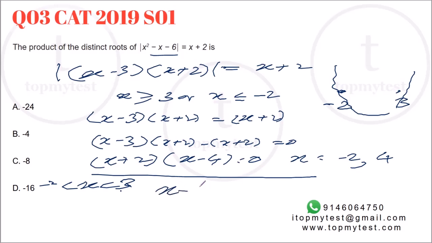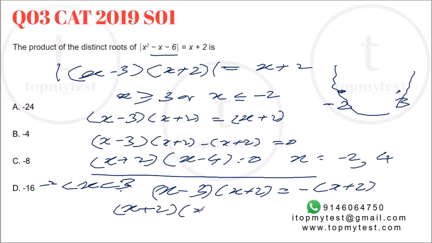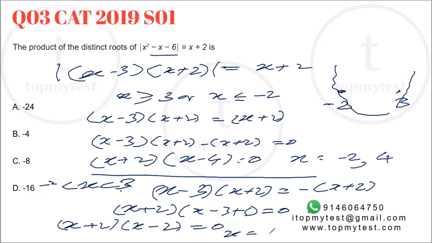So you'll get (x minus 3) into (x plus 2) will be equal to minus of (x plus 2). Again, following the same process, you will get (x plus 2) into (x minus 3, plus 1) is equal to 0. So you'll get (x plus 2) into (x minus 2) will be equal to 0. So x will be minus 2 or plus 2. So there are actually 3 possible values: 4, minus 2 and plus 2. Minus 2 is repeated in both the cases. So these are the 3 solutions.